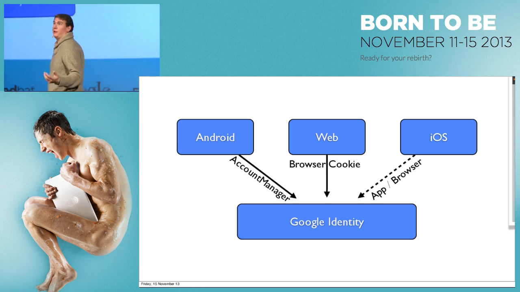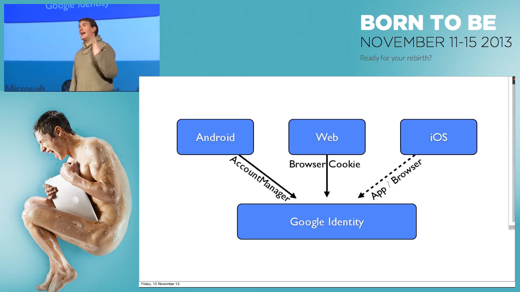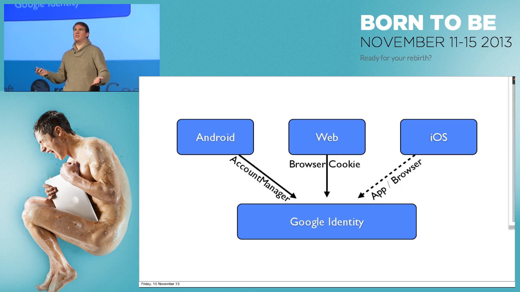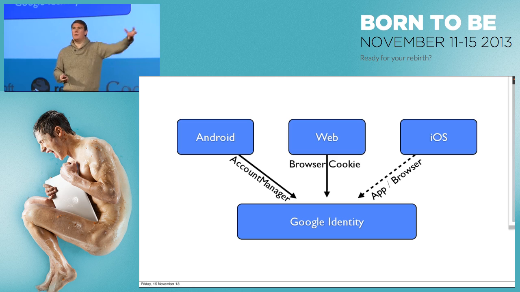Same thing on Android. We have the account manager. The account manager has my Google identity. So when an application starts, even if it's a fresh install, it can say, hey, can I get a sign-in for a user? And the account manager can be used to look up, hey, has this user approved this application? If they have, just sign them in. We don't need to bother the user about this.